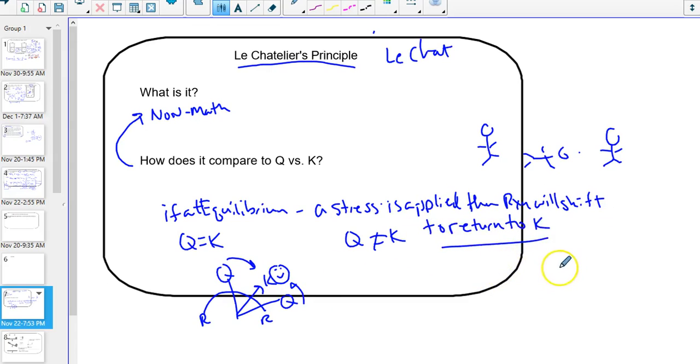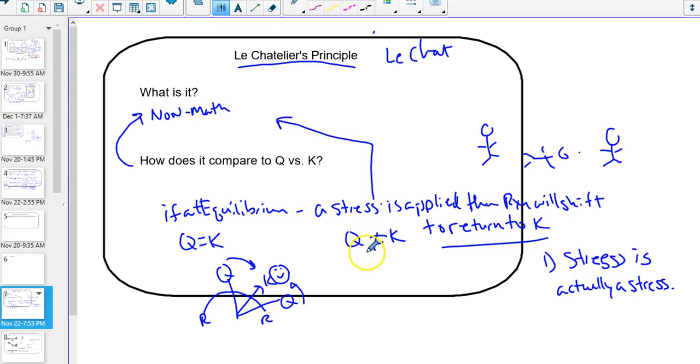So a couple things here. First of all, you want to make sure that the stress being applied is actually a stress. What I mean by that is there are a couple of different examples where they say we're applying the stress, but the stress doesn't actually knock you off of your K value. We'll see some examples of that as we go forward. But essentially, this right here is the definition for Le Chatelier's principle.